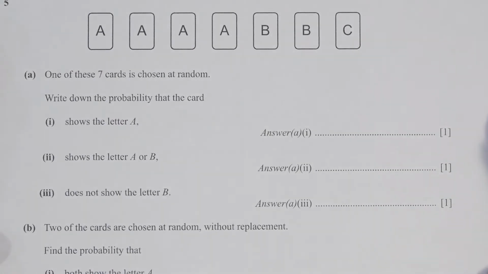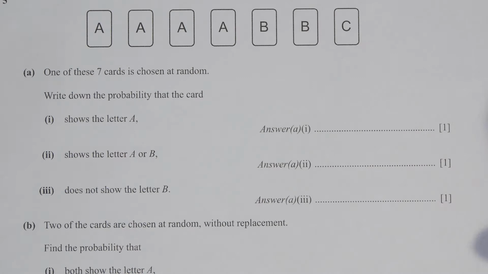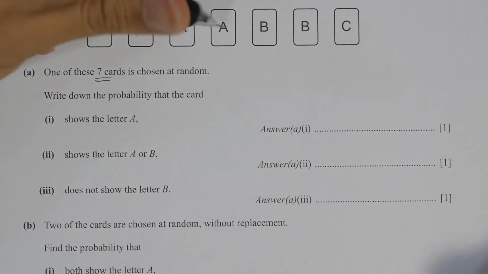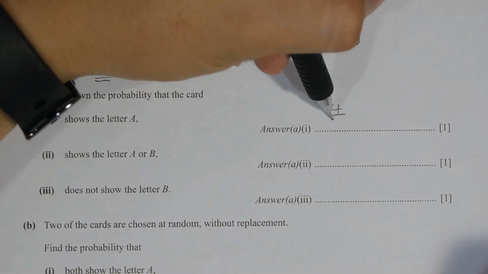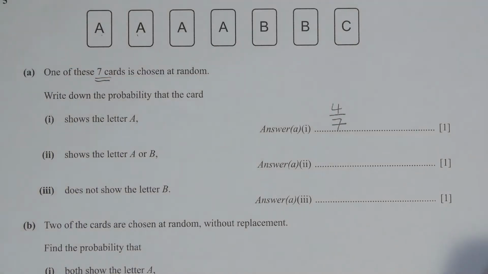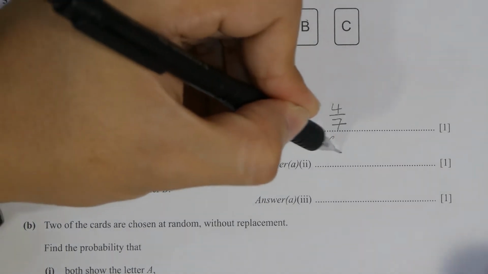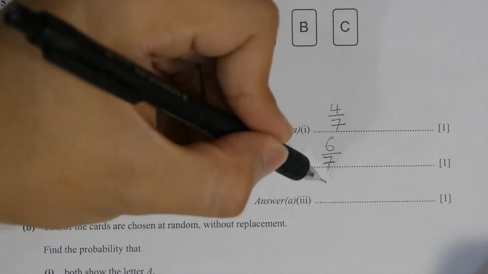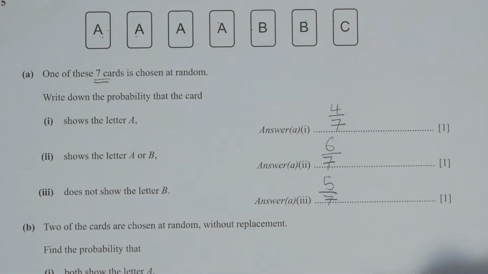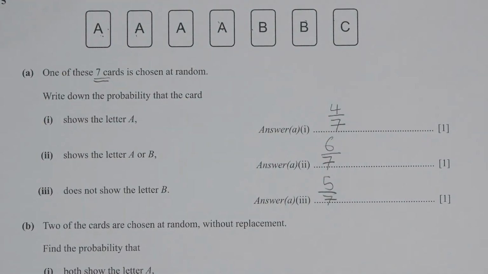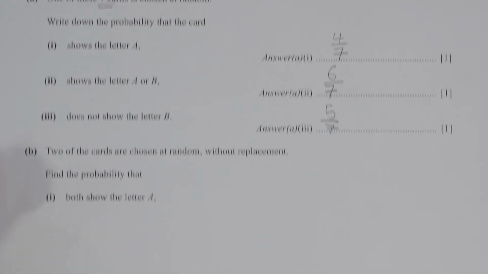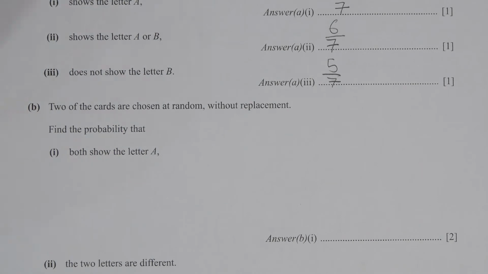Question 5 part A. There are a total of 7 cards. Show the letter A: 4 out of them are A, so 4 over 7 will be the probability. For number 2, show the letter A or B. The keyword here is OR, which means either A or B is totally fine. So in total there's 6 over 7. Does not show the letter B, it will be 5 over 7.